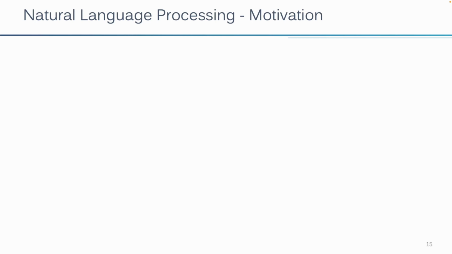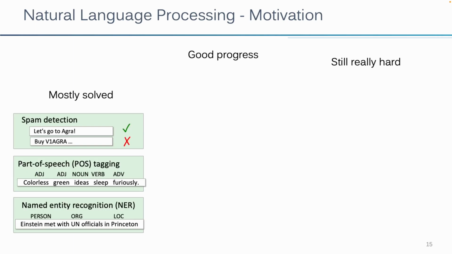So as a summary, there are basically 3 categories: mostly solved problems, good progress, and still really hard stuff. On the mostly solved stuff, there's spam detection. You know that from Gmail. You rarely get those messages like, buy Viagra now, or I'll get you 1 million from a Nigerian prince if you give me $1,000. Those things are categorized very well with NLP today.